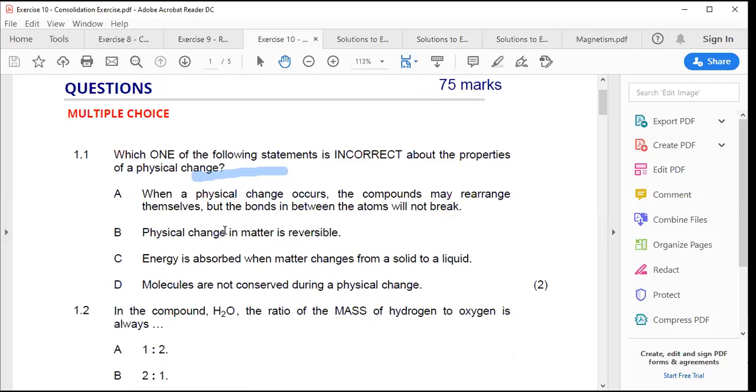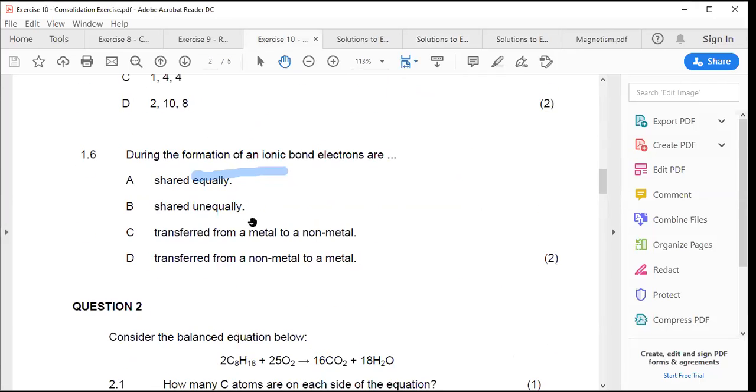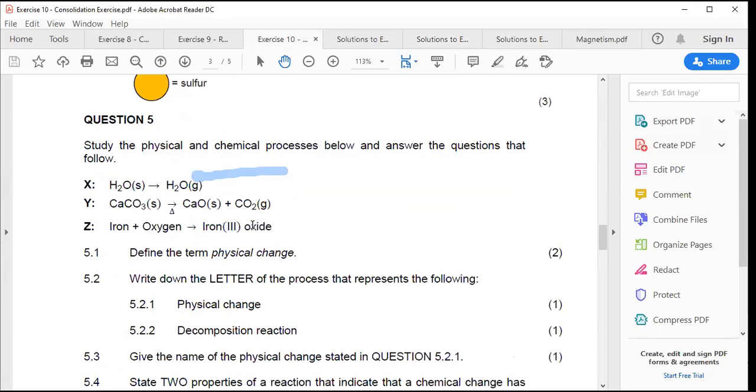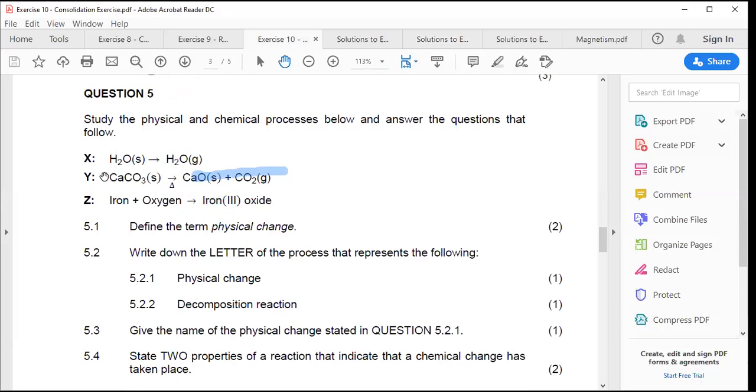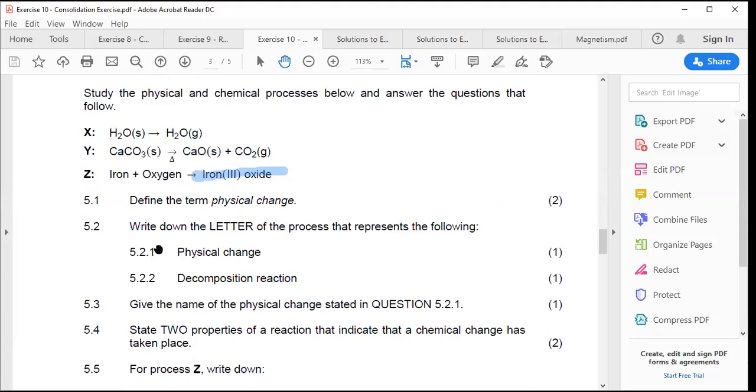In that 1 minute that is left, we have the question first. The question says, study the physical and chemical processes below and answer the questions that follow. You've got X, Y, and Z. Define the term physical change. All right, physical change, what did you say is a physical change? A change in which no new substances are formed. Next one, write down the letter of the process that represents a physical change. The answer there becomes X. X is a physical change.